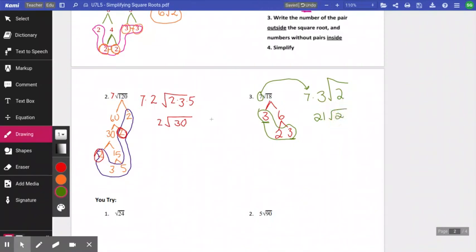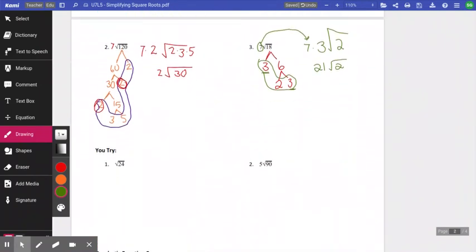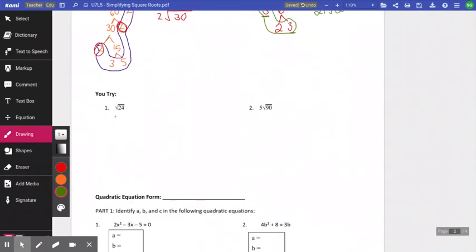And that right there is our final simplified answer: 7 square root of 18 is equal to 21 times the square root of 2. Hopefully you're feeling all right to try these two here. Go ahead, try number 1 and try number 2.